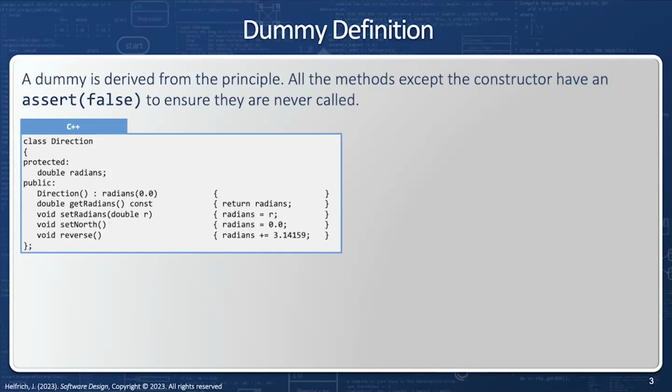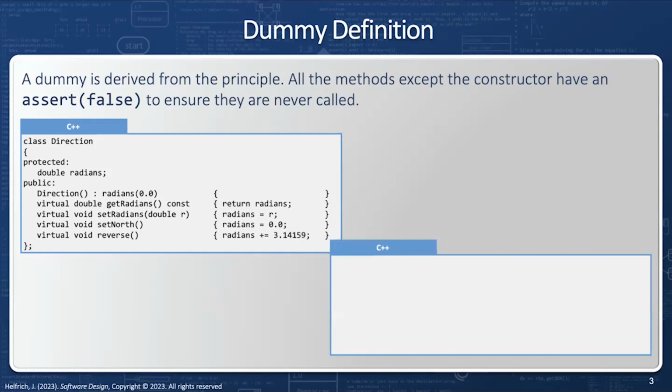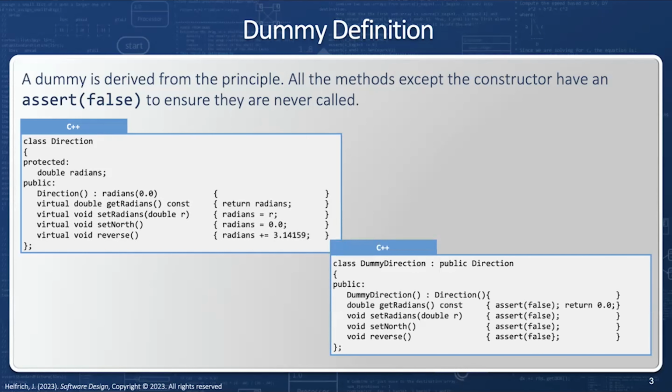So the first thing I do to make a double for direction is I replace all the public methods except the constructor with virtual. And this allows me to make a derived class off direction. Now I'm going to create a derived class off direction, and I'll call this dummy direction, and it's going to derive off of it. And it's going to have a constructor, which is just going to call the regular constructor. And now all the methods are going to assert false.